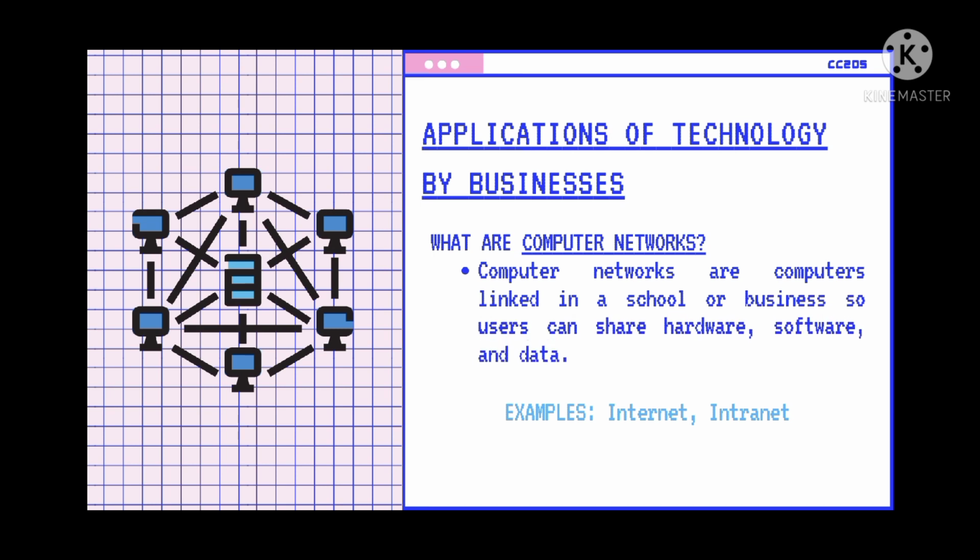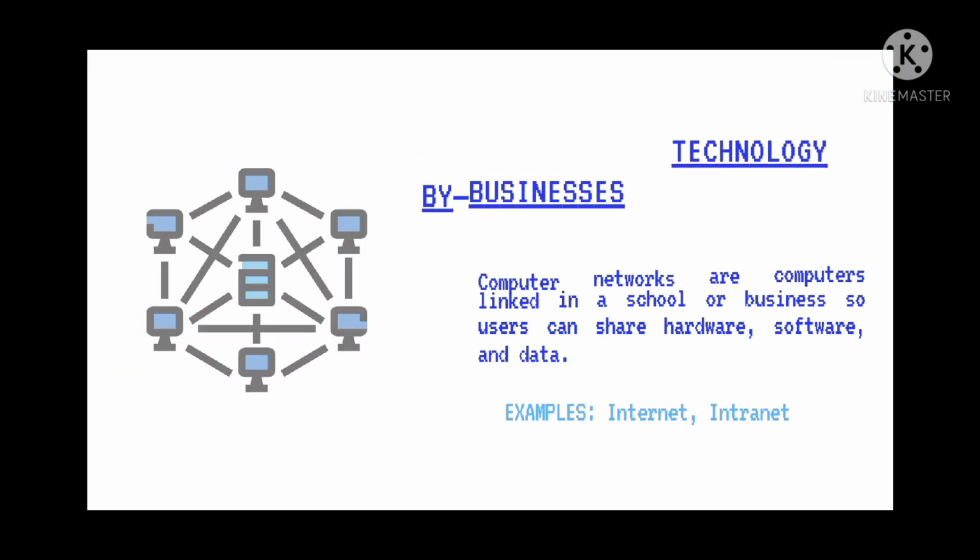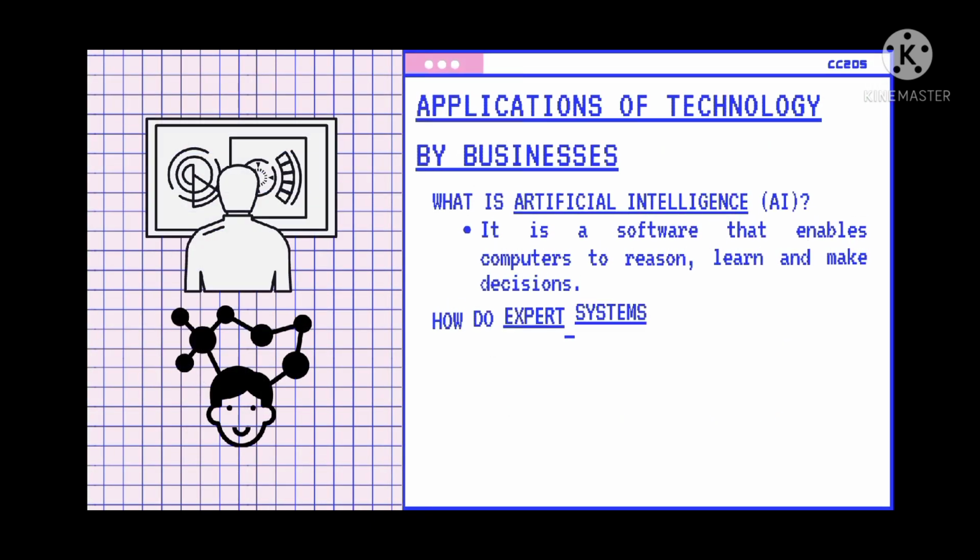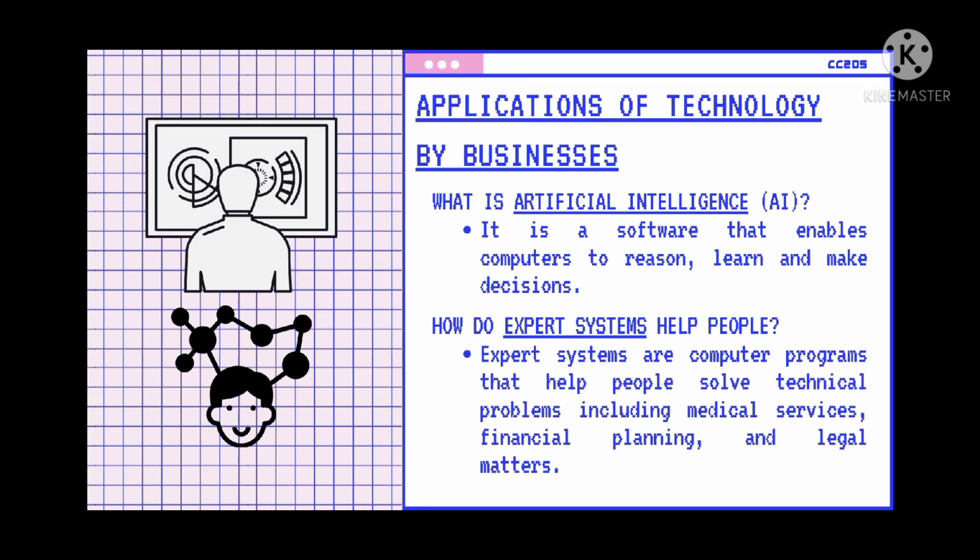Application of technology by businesses. What are computer networks? Computer networks are computers linked in a school or business so users can share hardware, software, and data. Artificial intelligence, or AI, is software that enables computers to reason, learn, and make decisions.